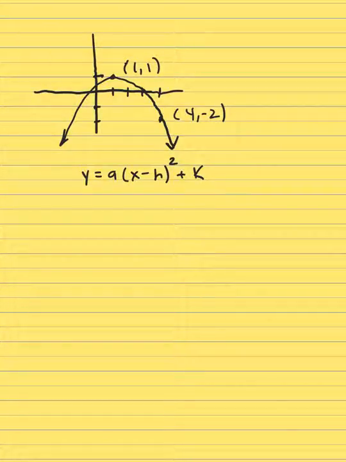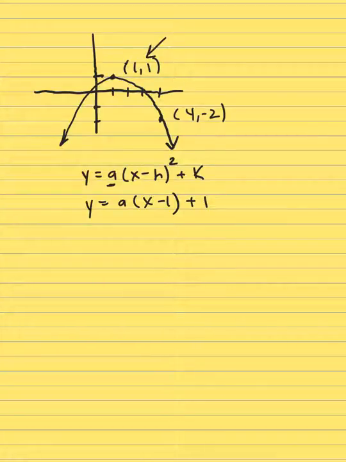All right, so this is a parabola, and it opens down. So the leading coefficient a will be negative. Now what can we plug in so far? We know y equals a(x minus 1)² plus 1. That's the vertex. Vertex is (1, 1).